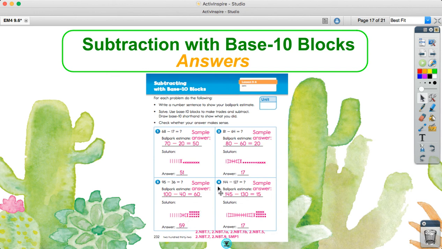Number 4, 144 minus 127. Your ballpark estimate would be 145, or 140 minus 130 equals 15. Check your base 10 shorthand. Your answer would be 17.